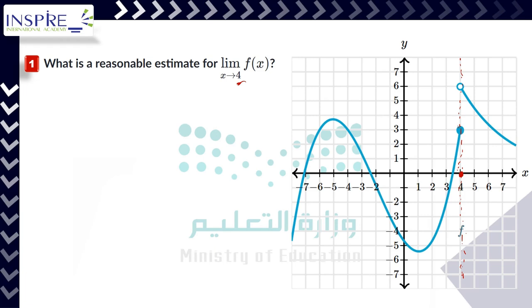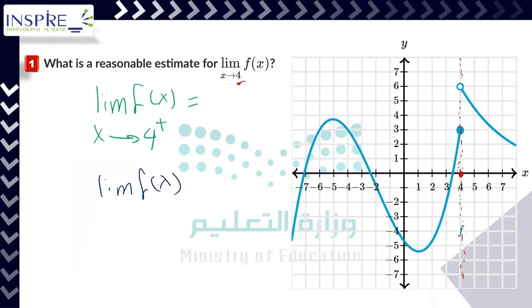Okay, to get the limit as x approaches any number, we must find the limit of f of x as x approaches this number from the right side and as x approaches this number from the left side. At first, from the right side, I'll go towards 4 from the right side, from the numbers bigger than 4. And then I'll trace the function till I find its value, at the nearest point to the number 4.